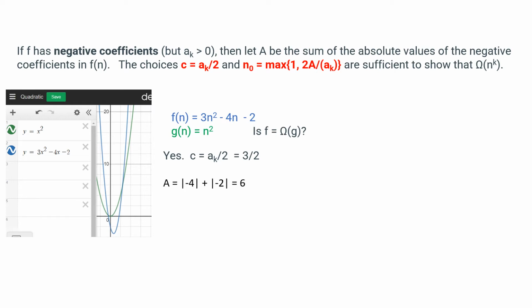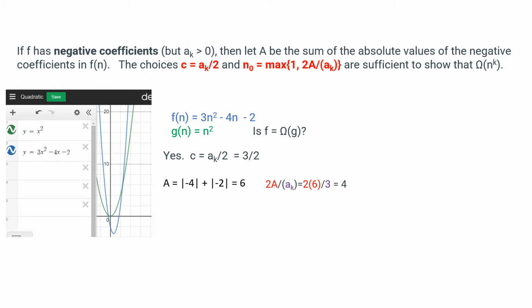Now, how are we going to find n naught? We have to first find a. It says, let a be the sum of the absolute values of the negative coefficients. So we've got a -4 and a -2 as coefficients. We want to add their absolute values, so we have a 4 and a 2, which gives us 6. But now we want to take 2a divided by that leading coefficient. So we're going to have 2 times 6 divided by 3. 3 was the coefficient of that leading term. And so that ends up being 4 in this case.